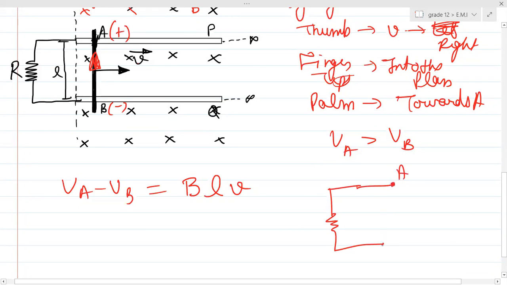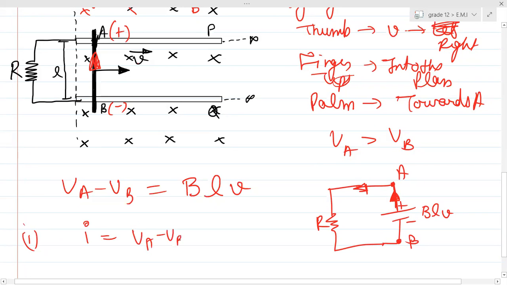This point is your A, this point is your B, and it will act as a battery like this. Are you getting my point? So that is why A was positive and B was negative, and hence the current is flowing from here to here. So now what will be the current? The first part of the question, the current will be equal to VA minus VB divided by R, which is VLB. So this is the answer for the first part of the question. Is this clear, guys? First part clear?